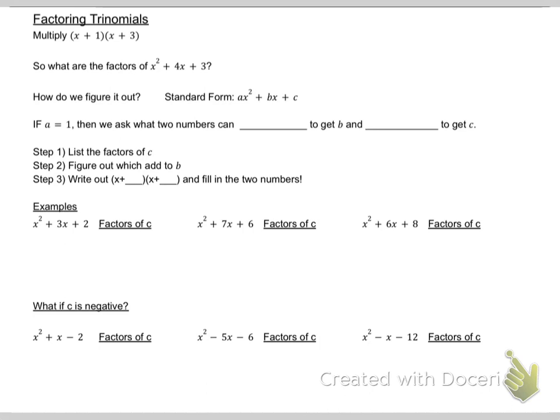All right, we've got to go a little faster because we have a fair bit more yet to do. So now we're factoring trinomials. Before we get to that, I want you to multiply x plus 1 times x plus 3. All right, we've done that enough, so you should be able to get that. It's x squared plus 4x plus 3.